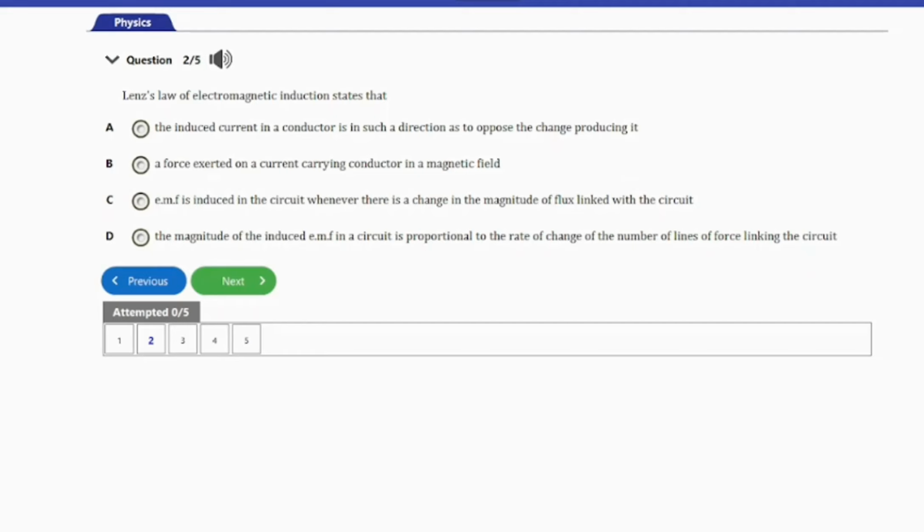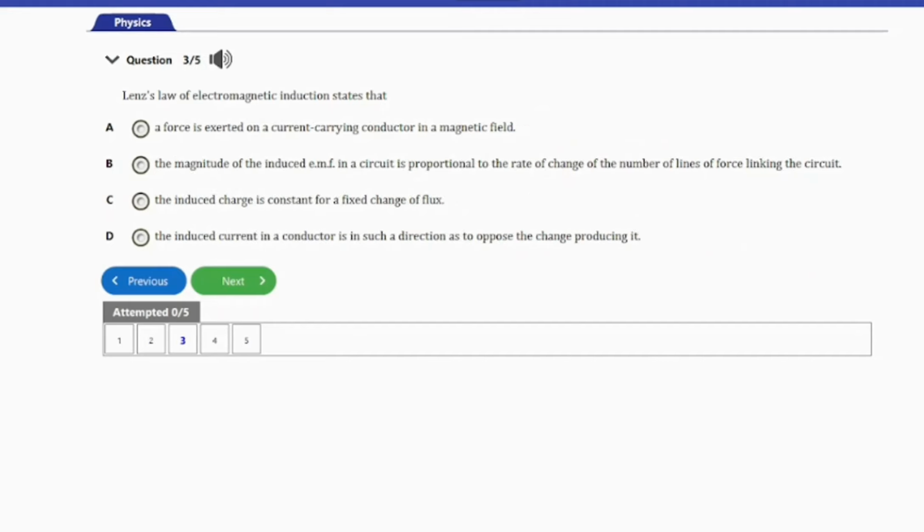Lenz's law of electromagnetic induction states that the induced current in a conductor is in such a direction as to oppose the change producing it. And that's it for this question. So let's go ahead and consider the next question, guys. That's question number 3 here.